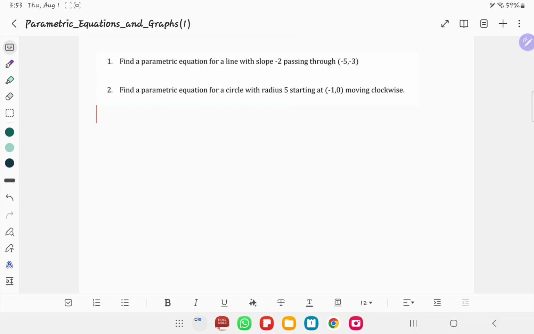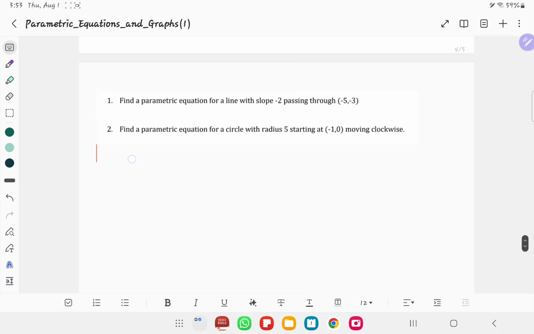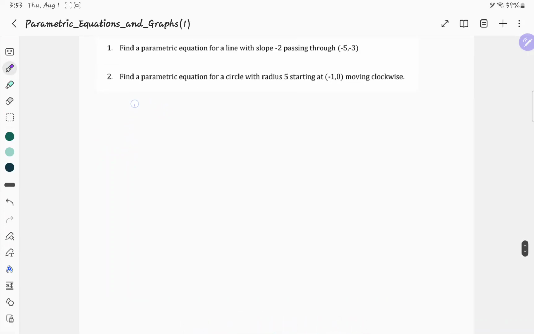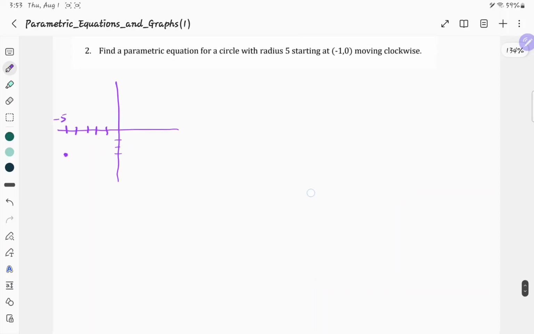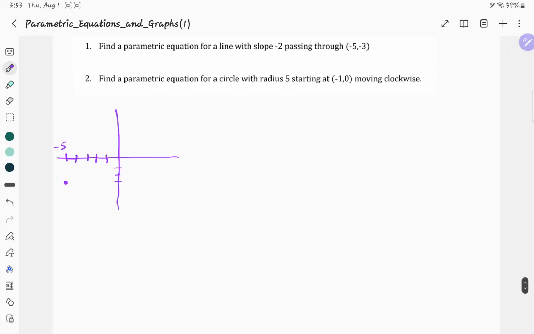So this one, we have a parametric equation described. There's a line with a slope of -2 passing through the point (-5, -3), and we just want to find the equation for that line. So I'm going to go ahead and do a quick sketch here. So we're going through (-5, -3). So there's -5, and -3 is going to be right down here. So there is where I'm looking at. And we want a slope of -2.